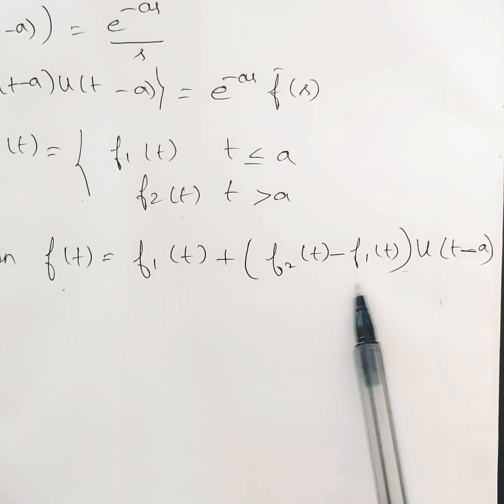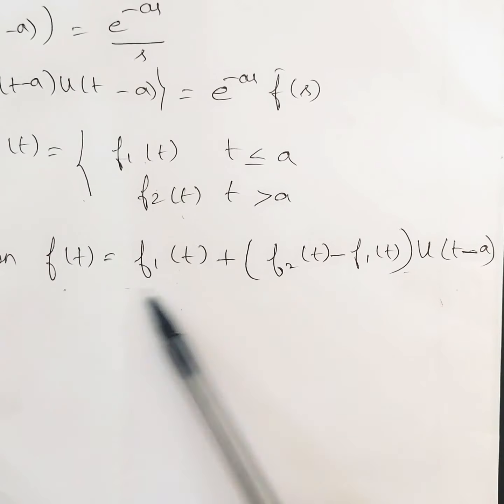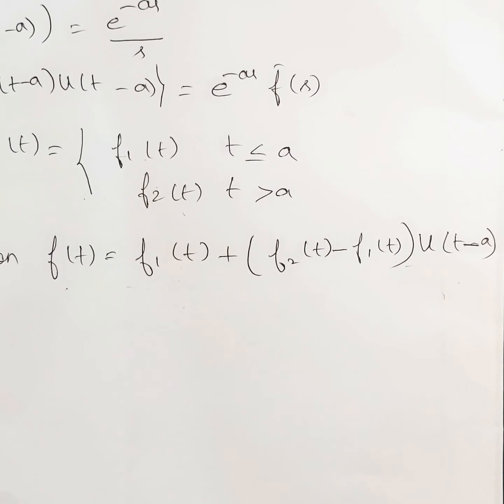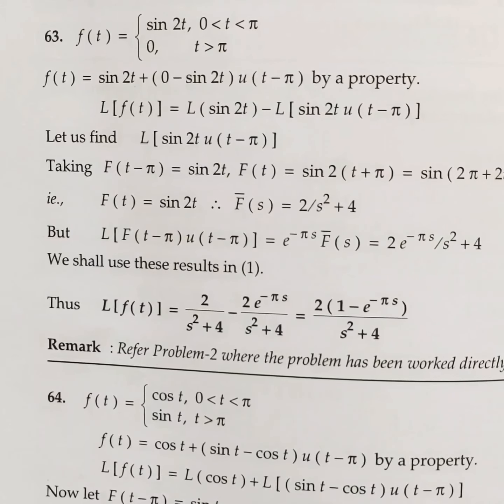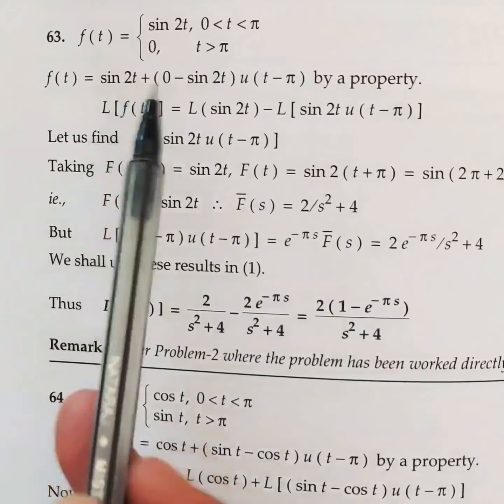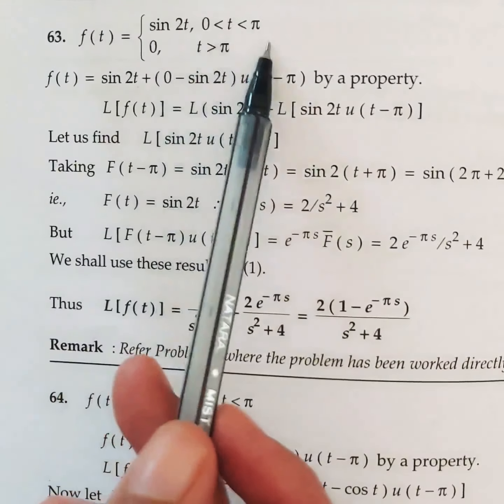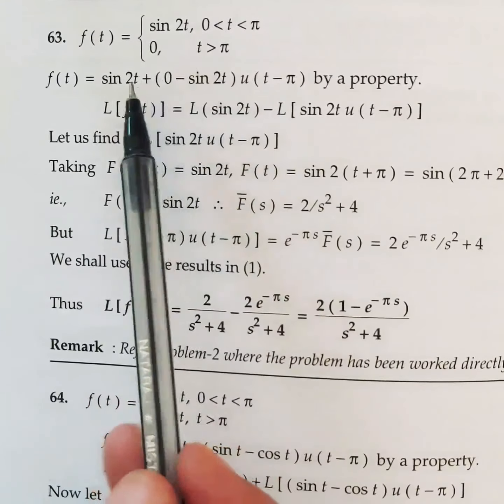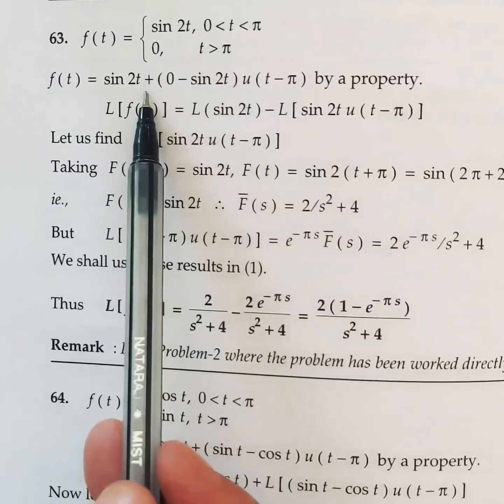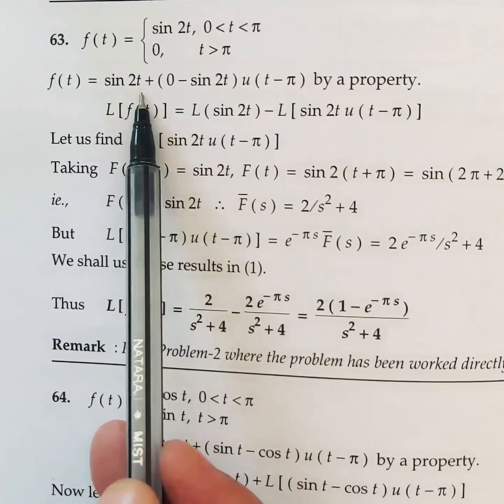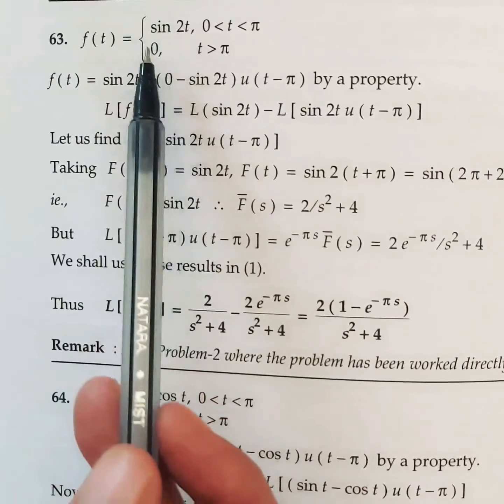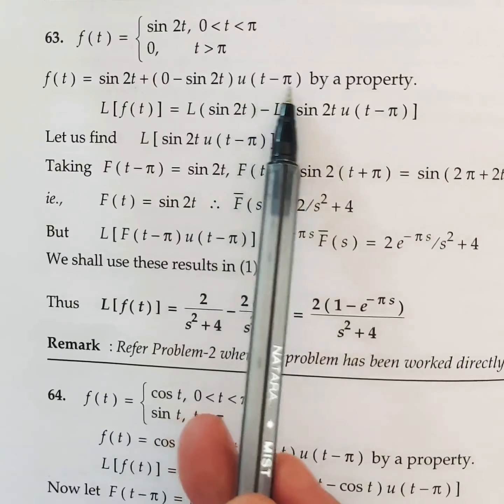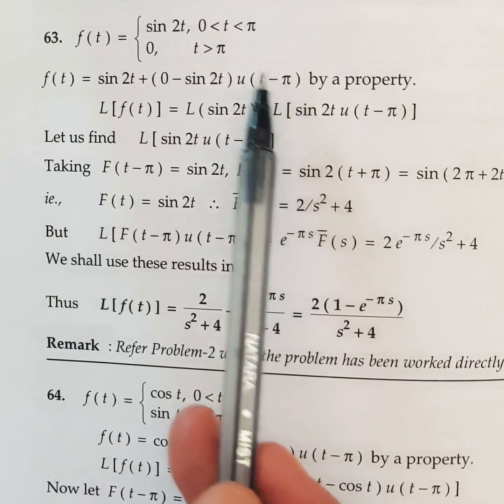Now we know how to find Laplace transform for this function. After this step, it's just the previous property. Let's see problems based on this. See this problem, f of t is equal to sin 2t from 0 to pi and 0 for t greater than pi. So what we will write, first function f of t, first I will write this. What is my first function? Sin 2t plus second minus first, 0 minus sin 2t into u of t minus pi.